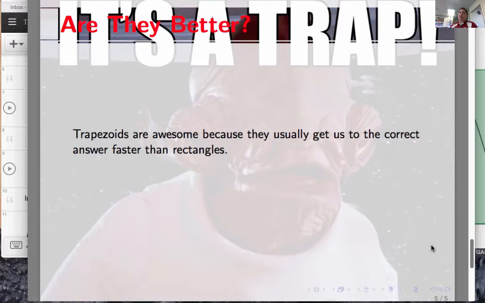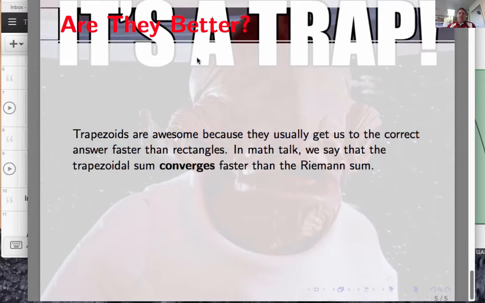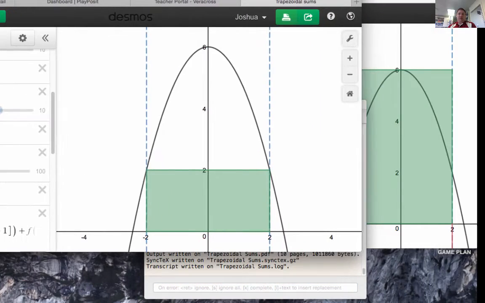So are they actually better? It's debatable, but in some instances, trapezoids are great because they get us to the correct answer faster, meaning that we can use less trapezoids than we would have to use rectangles. In math talk, this is a very fancy thing to say at your next dinner party, we would say that the trapezoidal sum converges faster than the Riemann sum, and it converges at a faster rate.